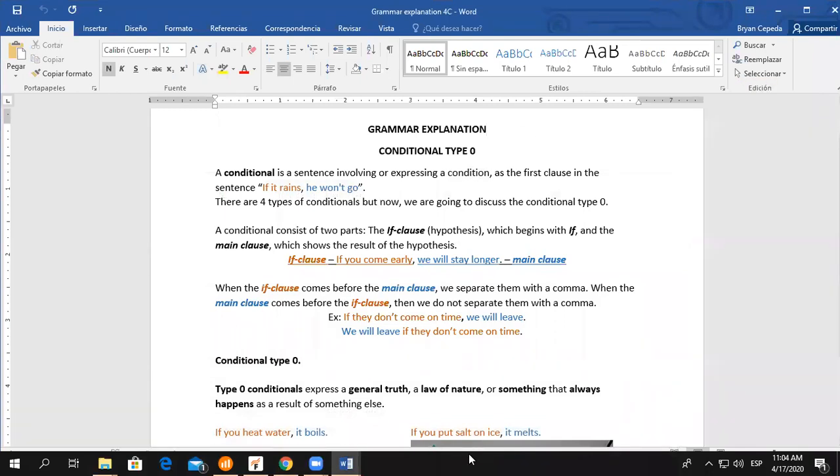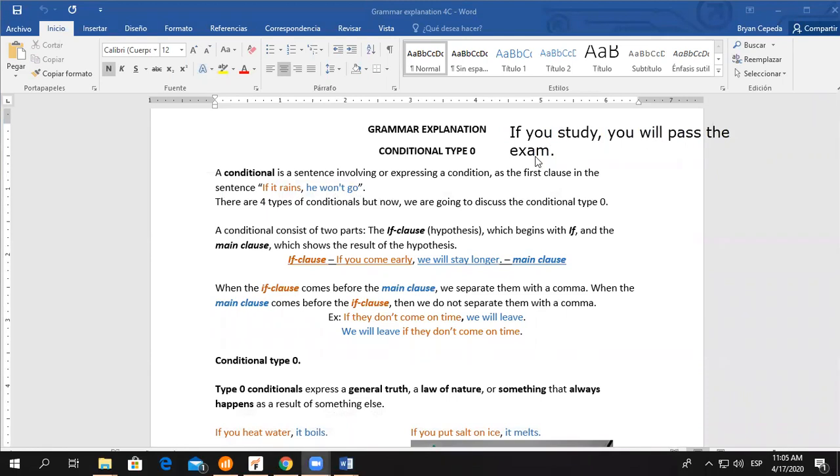So let me write it down. If you study, you will pass the exam. Okay, so that's a conditional.